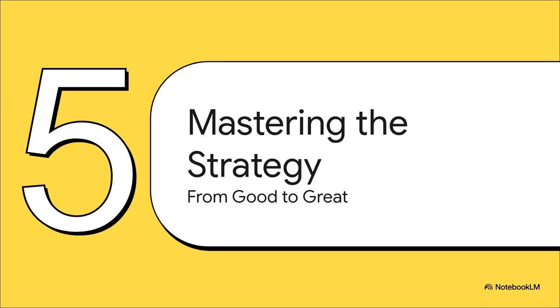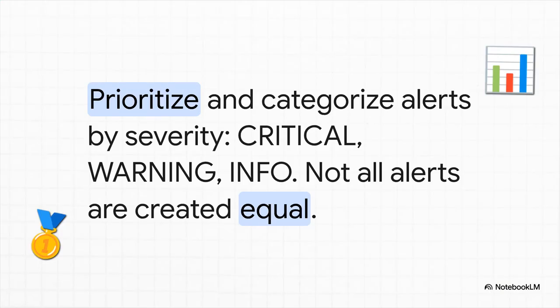Okay, we've covered the what, the why, and the how. Now, let's talk about some of the best practices that will elevate your alerting strategy from just good enough to truly great. First things first, not all alerts are created equal. A critical alert means drop everything right now. A warning means, hey, look at this when you get a chance. And an info alert might just be for logging. This kind of categorization is absolutely essential for preventing burnout and focusing your team's attention where it's needed most.